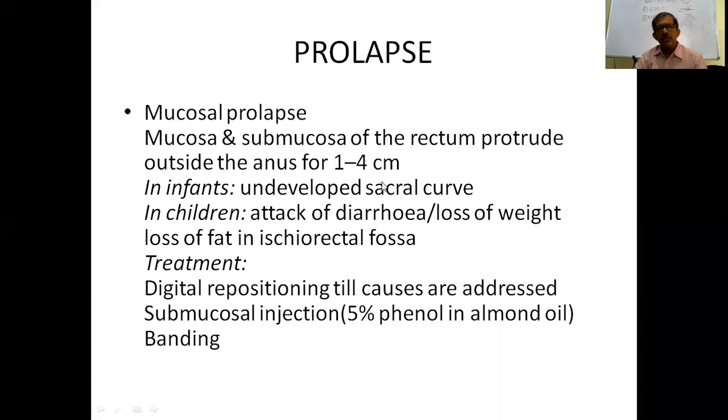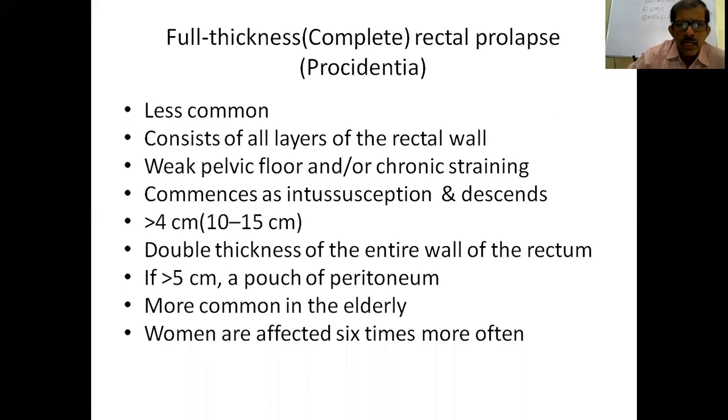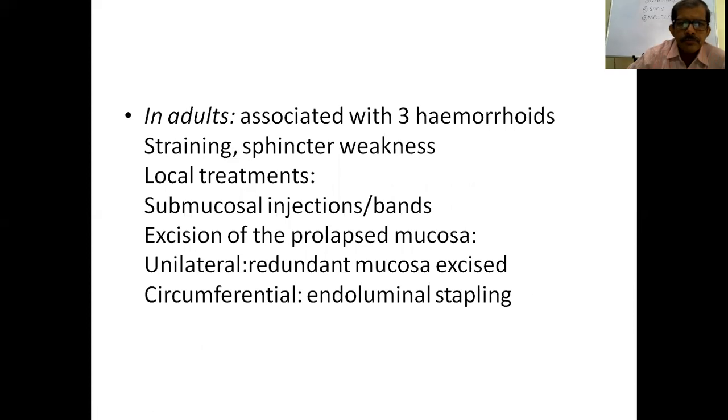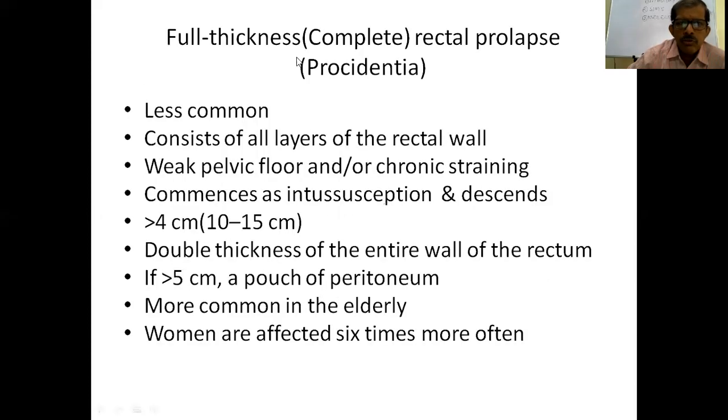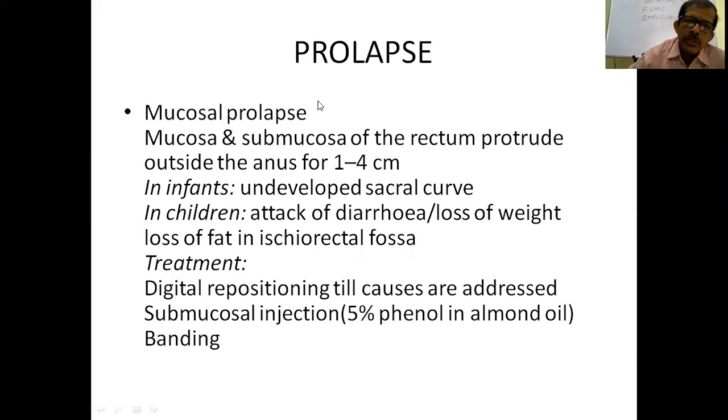Now let us go to another lesion, that is the prolapse rectum. So the prolapse rectum is of two types. One is mucosal prolapse. Only mucosa and to some extent submucosa may protrude. Actually, strictly speaking, it is only protrusion, not exact prolapse. Whereas the other one is full thickness or complete. Just like the uterus, this is also called procidentia.